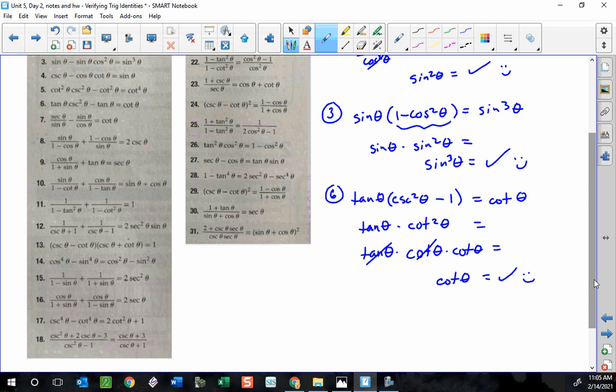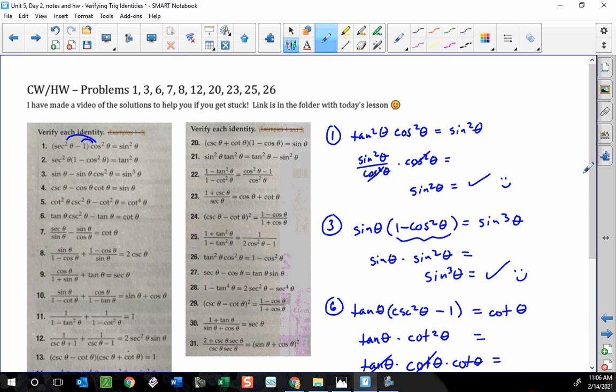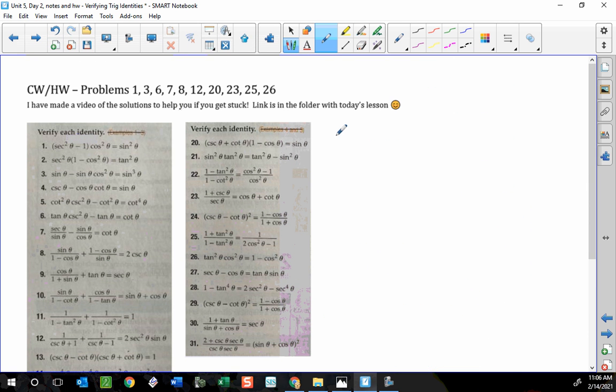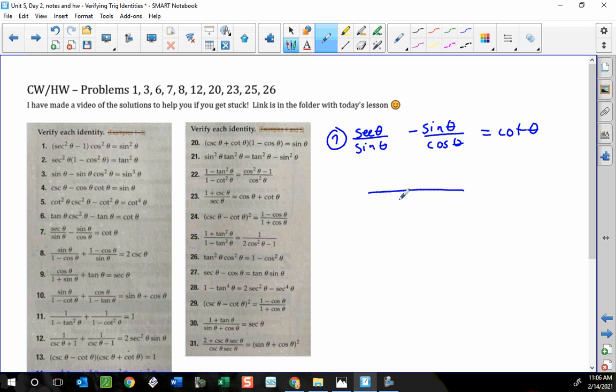All right, so let's check out number 7. All right, number 7. All right, so we got secant theta over sine theta minus sine theta over cosine theta equals cotangent. So this is a good candidate for getting a common denominator, okay? So my common denominator would be sine and cosine together. So I'm going to put those together.